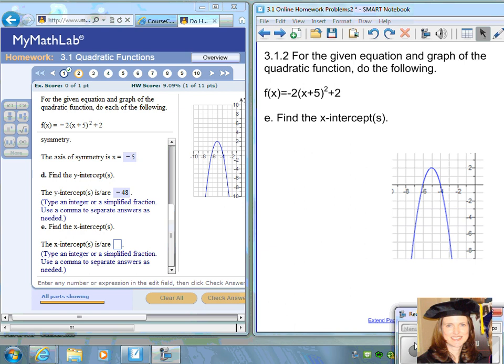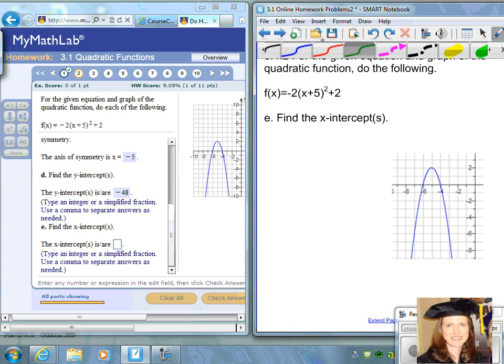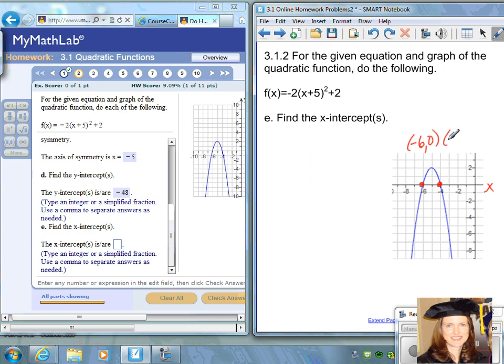To find the x-intercept, you want to locate on the graph where the function crosses through the x-axis, and on the x-axis it looks like it crosses through at negative 6, 0, which is an x-intercept, and over here it looks like it crosses through negative 4, 0. The way you can do this without having to look at a graph is by setting the whole function f of x equal to 0 and solving the equation.